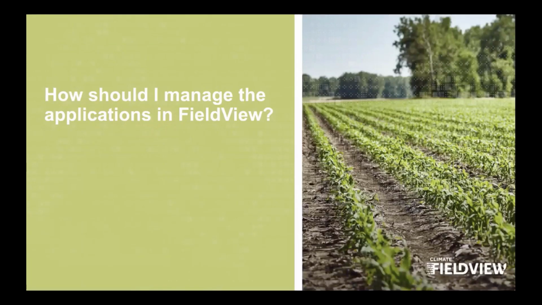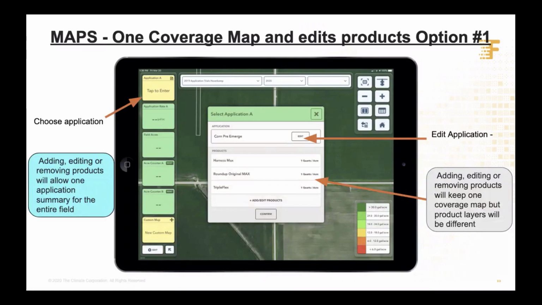So as we talk about managing applications in FieldView, and I'm going to show this live, I want you to understand that when you manage these maps, you want to think of that application name right here, called corn pre-emergence, just like it's the operation of planting corn. And beneath that corn pre-emergence application name, you can change these products. So you can add, edit products right here and change these and keep that map the same.